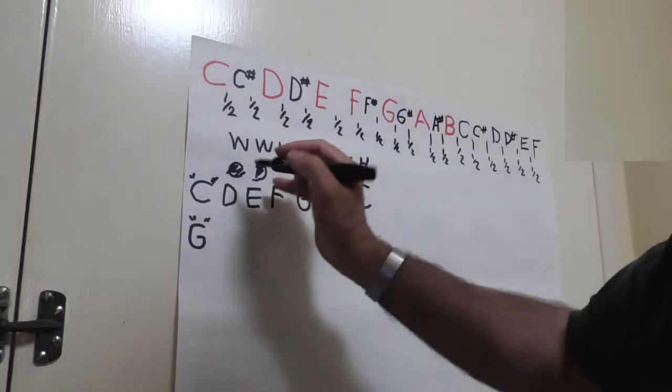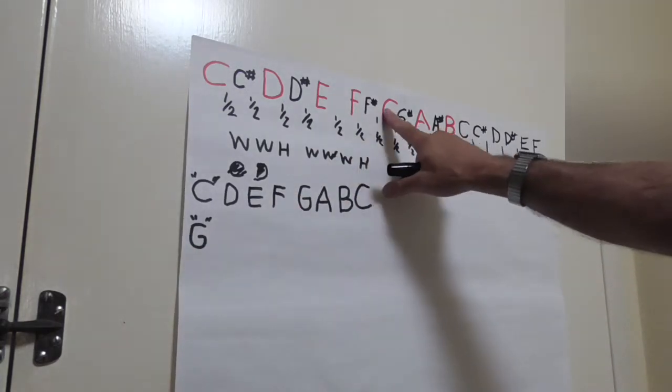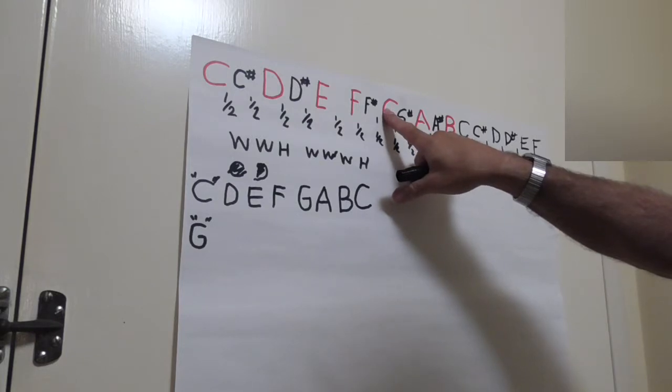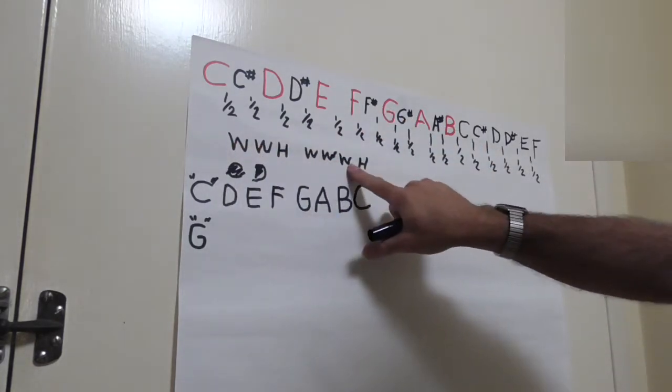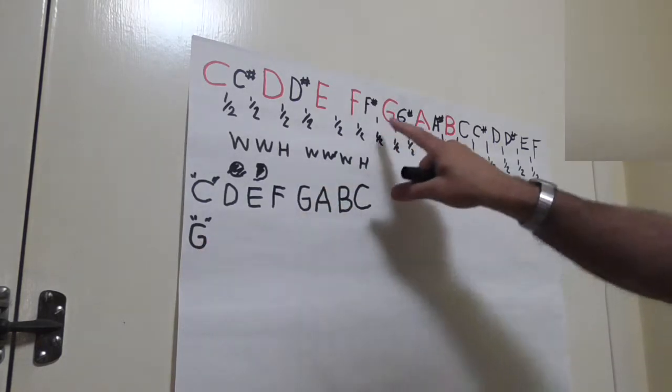Okay, so we're going to start off at G. The first note is G. Now, this is only for the major scale, this is not for the other scales because they have their own pattern that you have to find. You can look that up and find out what it is, and then you can do your calculations. But we're starting off with G.